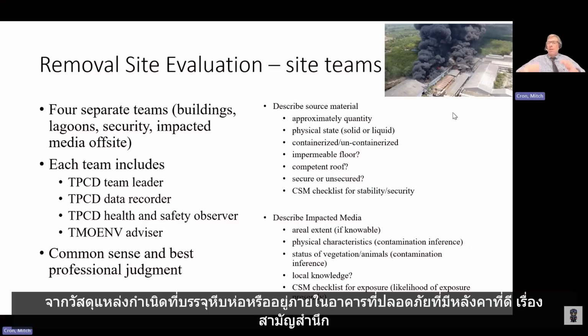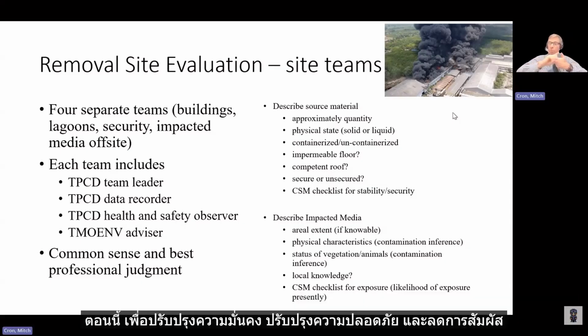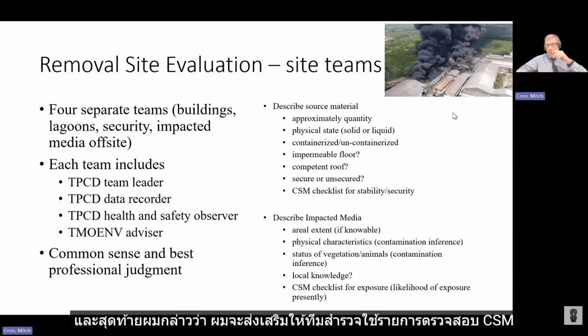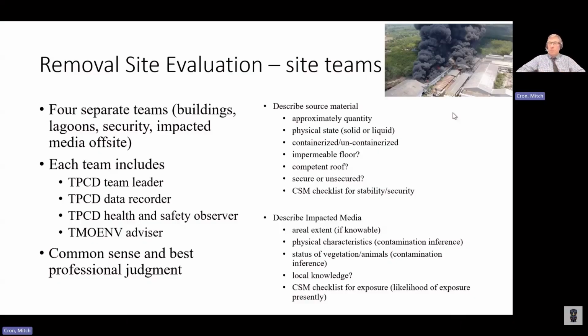Common sense stuff. What we're trying to do here is ascertain what is the biggest problem right now. What is the thing that we could do now to improve stability, improve security, and reduce exposure? And finally, I would encourage the investigative teams to use the CSM checklist to identify stability problems and security problems.